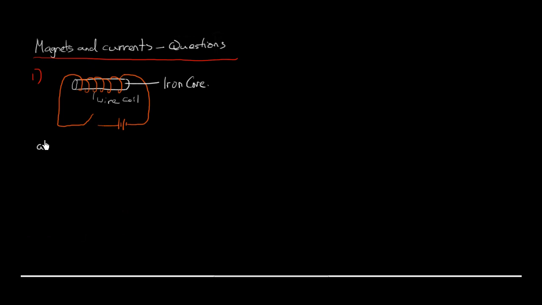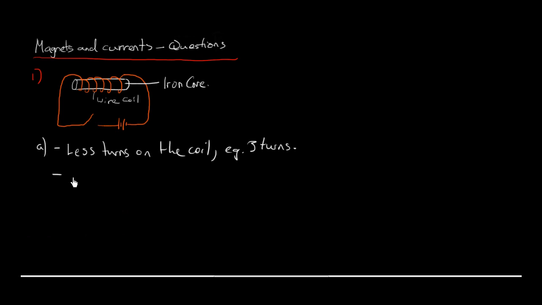It says, state two ways of making the strength of the electromagnet weaker. Okay, so two ways of making it weaker would be, first one, here we have 1, 2, 3, 4, 5 turns on the coil, so we could have however many less turns on the coil. E.g., we could only have 3 turns, then we would have a weaker electromagnet, and conversely many more turns would make it stronger.